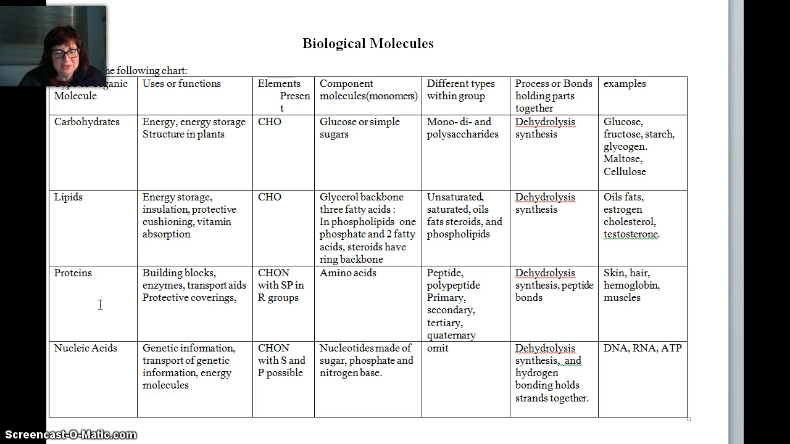In nucleic acids, we talked about those very briefly. They control the genetic information. They can also be energy molecules such as ATP. With a nucleotide, the nucleotide is a repeating unit, and it is made of a sugar, a phosphate, and a nitrogen base. The nitrogen bases will change, and that's the adenine, thymine, guanine, and cytosine that we'll talk about when we talk more about DNA and RNA.